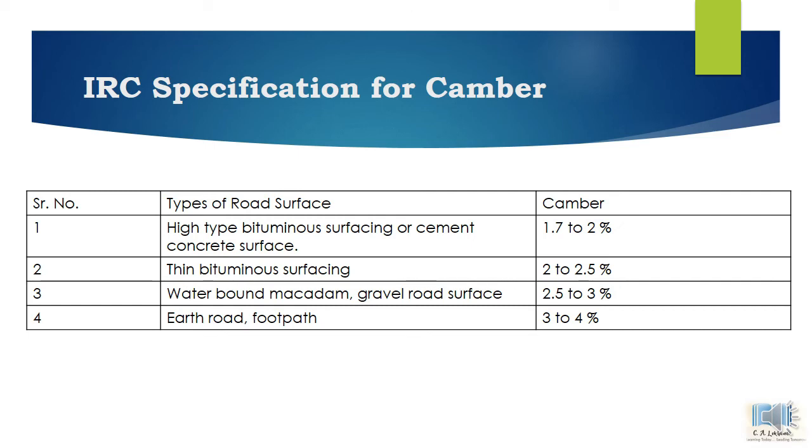Then the second type of road surface is thin bituminous surfacing. For thin bituminous surfacing, the camber is between 2 to 2.5%. Then the third is water-bound macadam or WBM road and gravel road surface. For this type of road, the camber is 2.5 to 3%. And the last type of road surface is earth road and footpath. For this, the camber is 3 to 4%. This is the standard value given by IRC for camber.